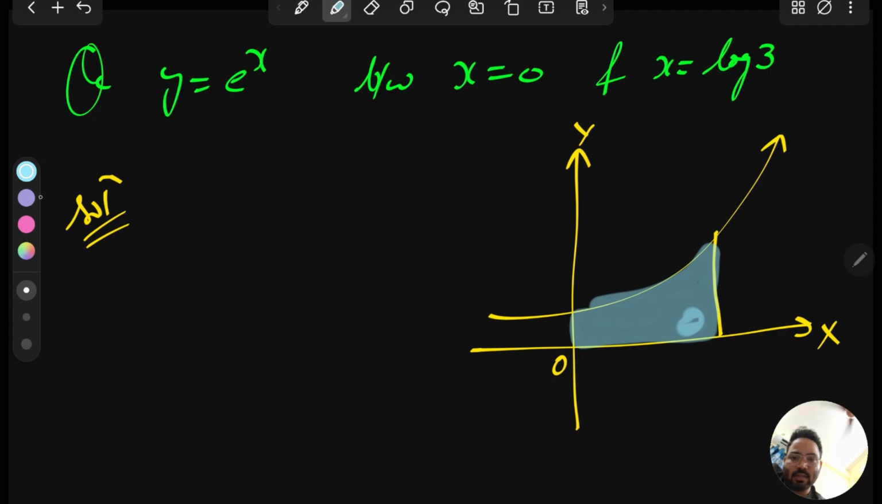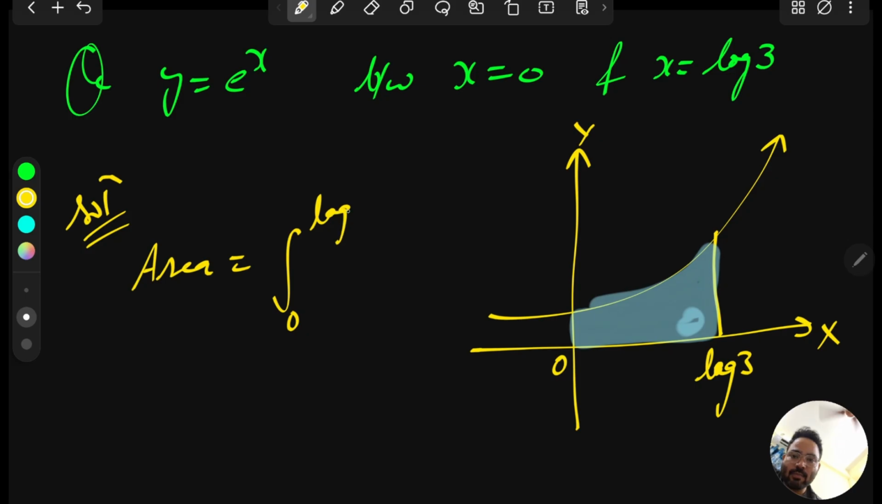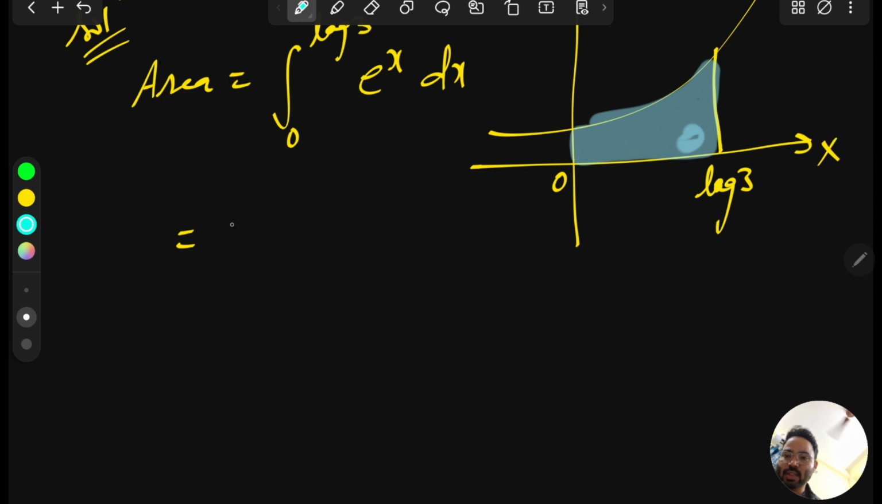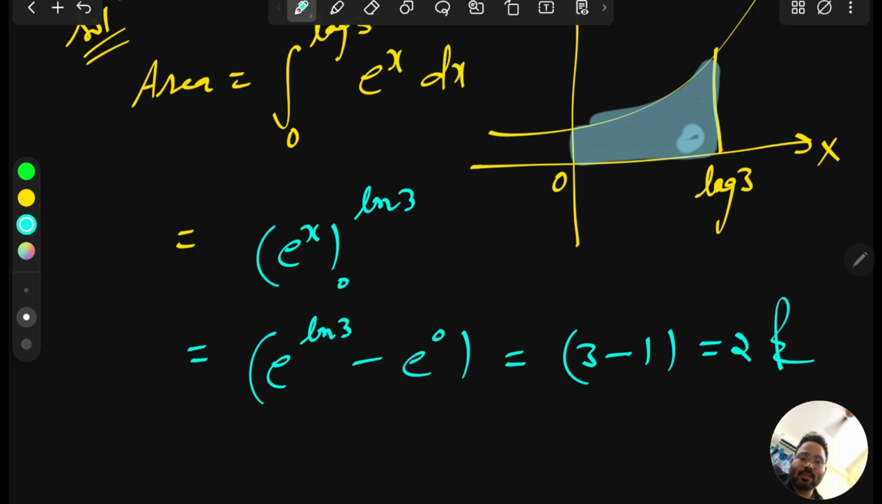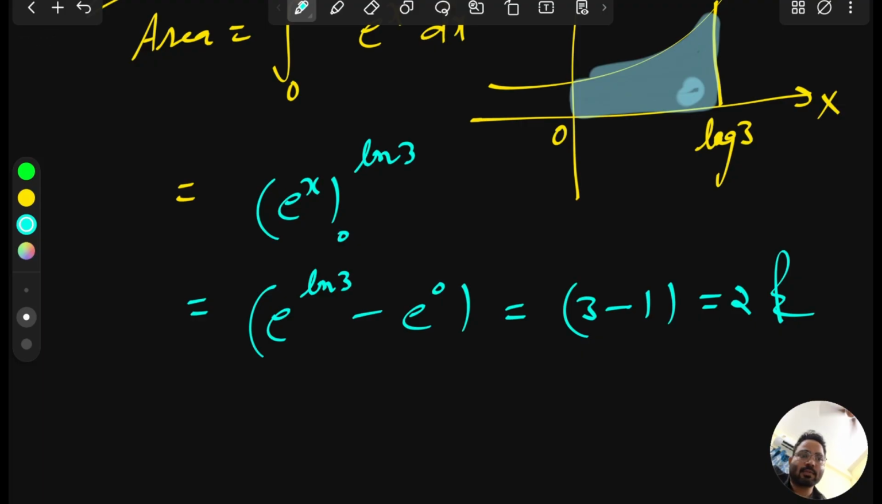So how can we find the area? Let's say this is log 3. The area will be very easy. Area is integral 0 to log 3 of e to the power x dx. The integration of e to the power x is e to the power x, and put the limits ln 3, because this is base e. So e to the power ln 3 minus e to the power 0. We know e cancels log, so this gives 3 minus e to the power 0, which is 1. So your final area is 2. This is the way we can easily find the area under the curve. Now let's move on to the next question.